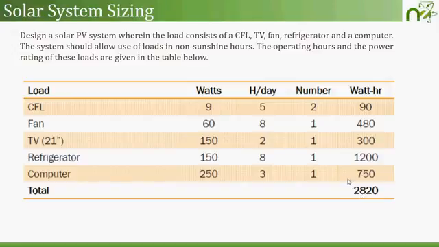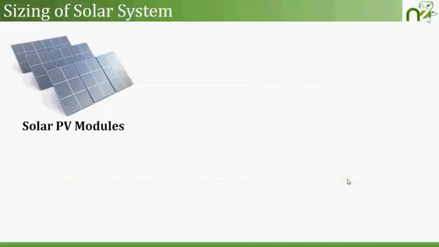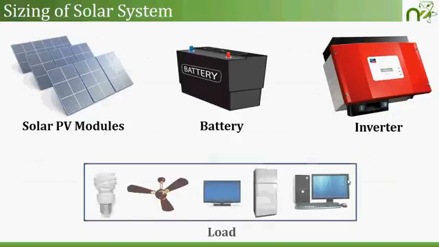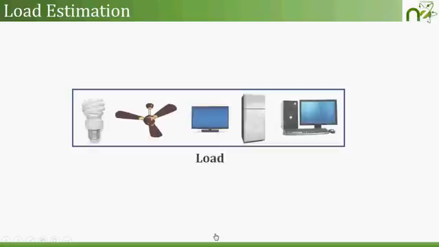Let's talk more about how a solar system looks. As we described in our previous module, these are the 4 components. This is our load, which you are going to power through solar PV modules and a battery, and an inverter is normally used for converting DC to AC. First we'll look at how your load requirement is estimated.